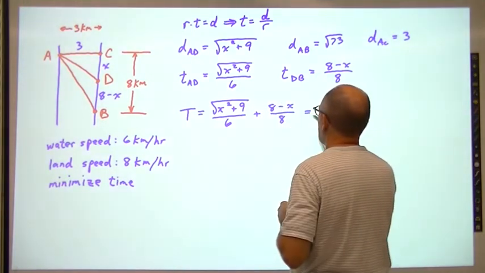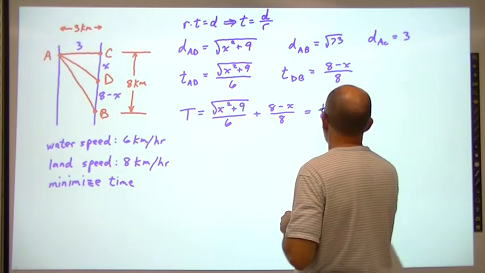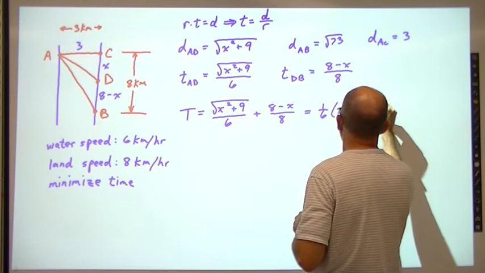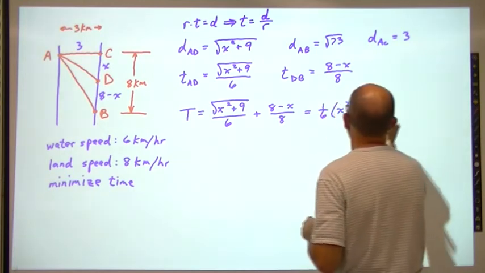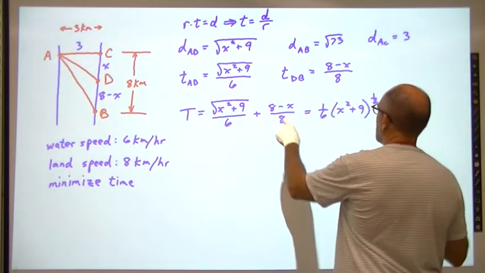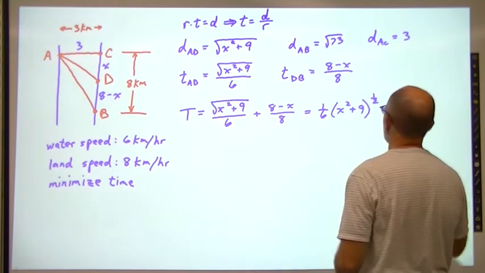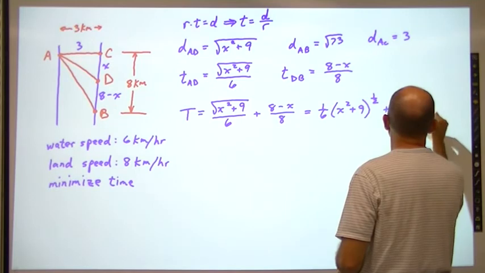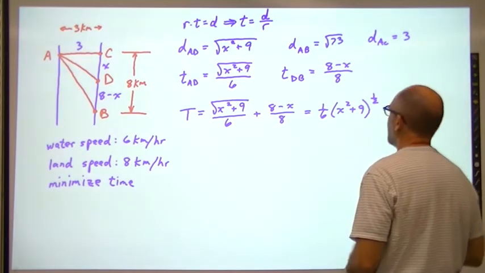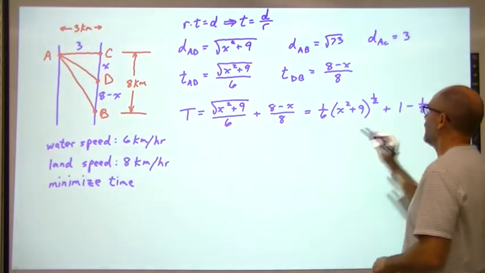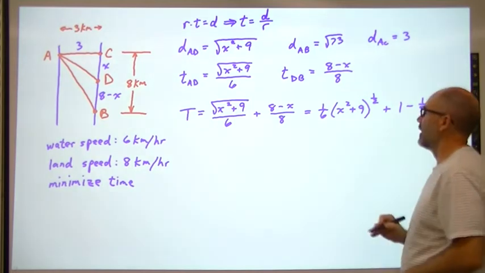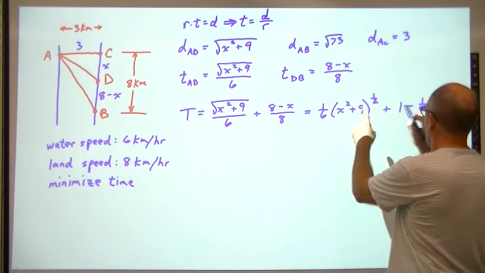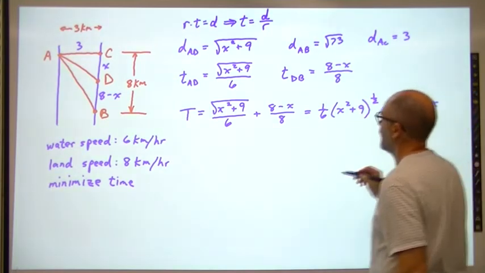Let's just change this up a little bit. So it's 1/6 times x squared plus 9 to the 1/2, plus, now let's change this into 8 over 8 minus x over 8. So plus 1 minus 1/8 x. 8 over 8 is 1, and x over 8 is 1/8 x. So now we're going to take the derivative of t with respect to x.